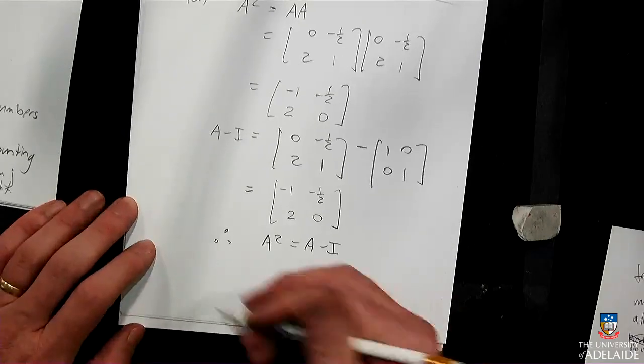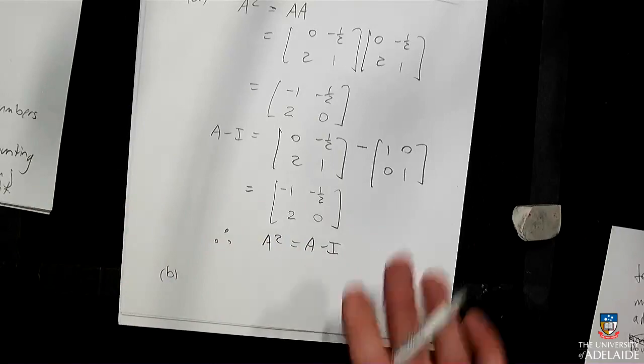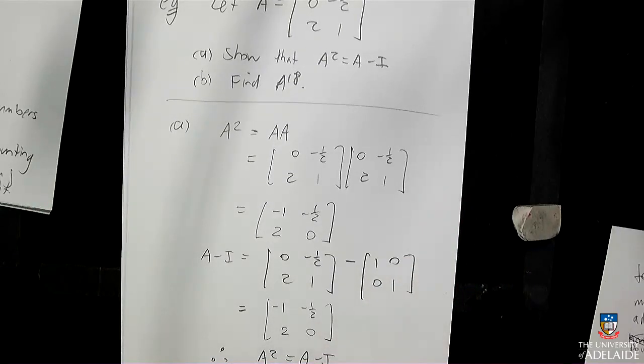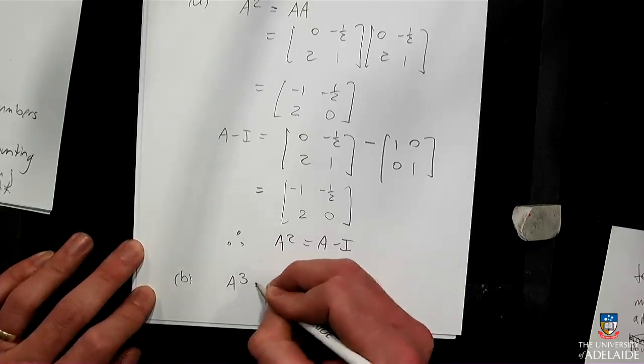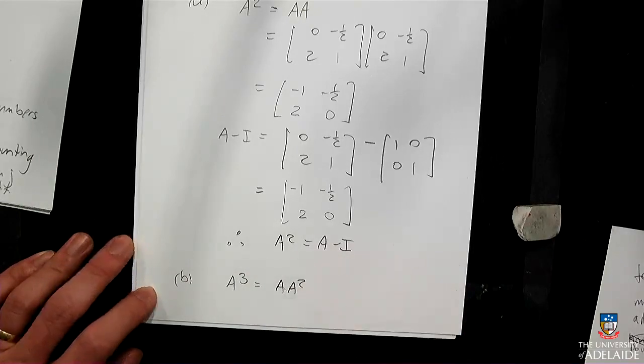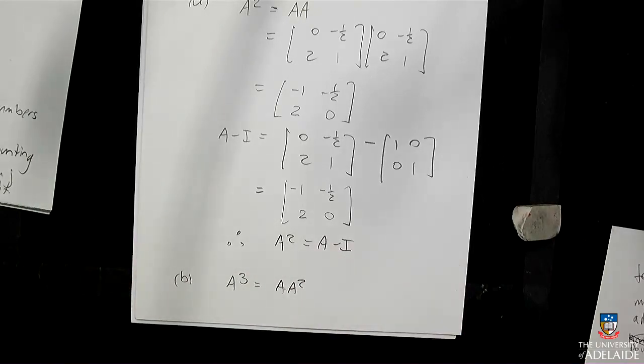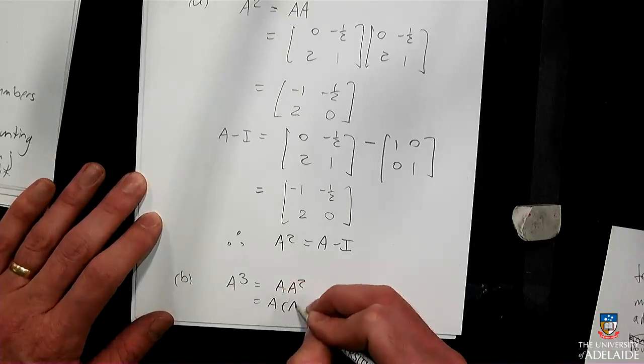Okay, part B. Now, A to the power of 18, I could totally multiply A together 18 times and that would do it. It would take me a while. But I reckon I can make some guesses as to what's going to happen. I can at least start calculating what happens when I do A cubed. So A cubed is A times A squared. Remember how I said that might be useful? It's A times A, and two of those A's together are A squared. And I know what A squared is. It's A minus I.